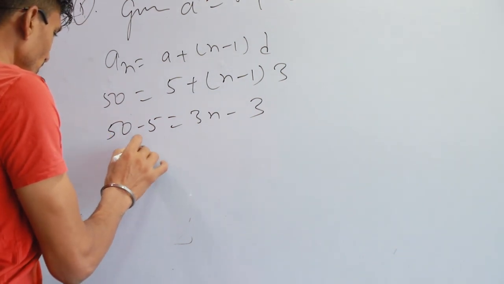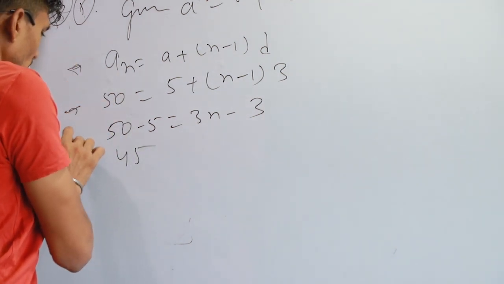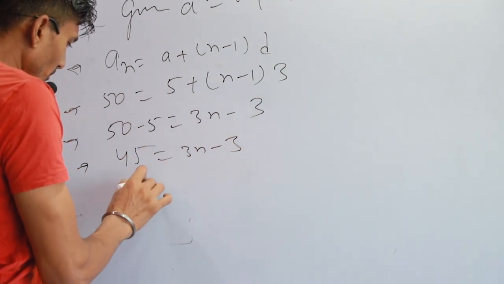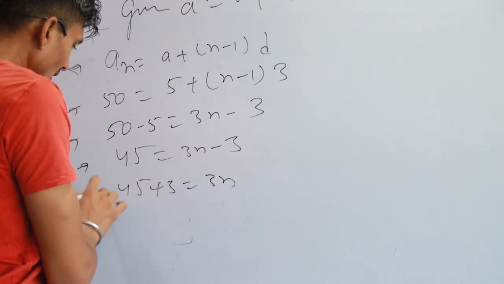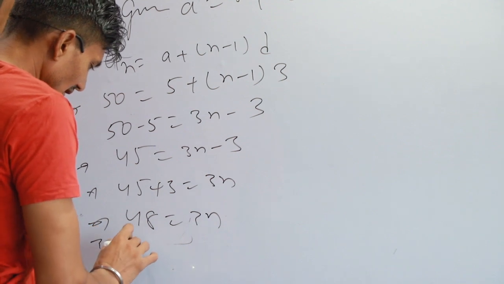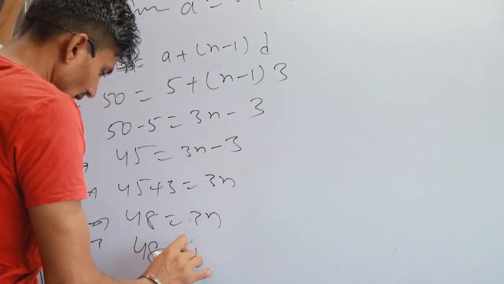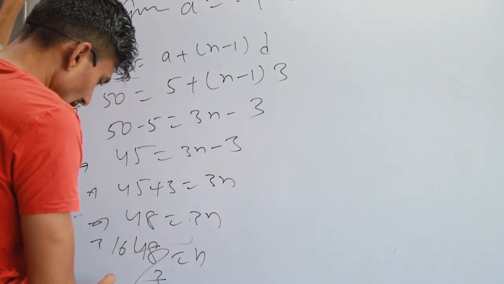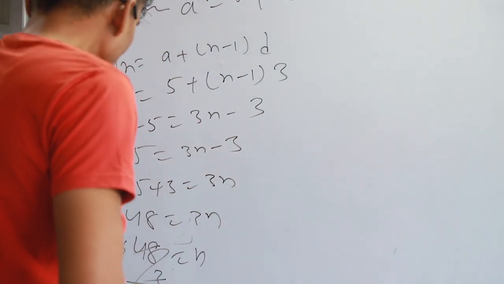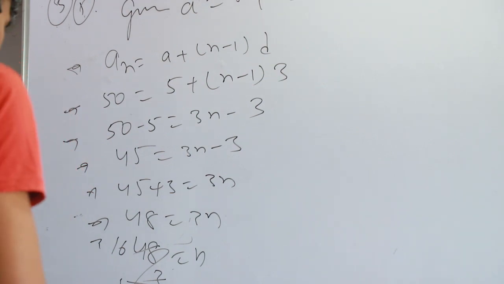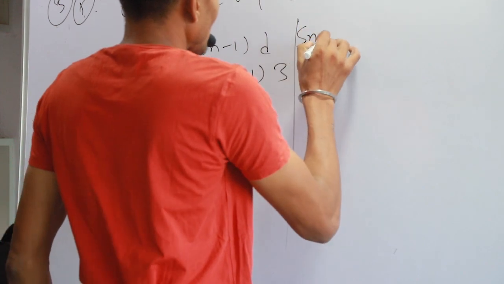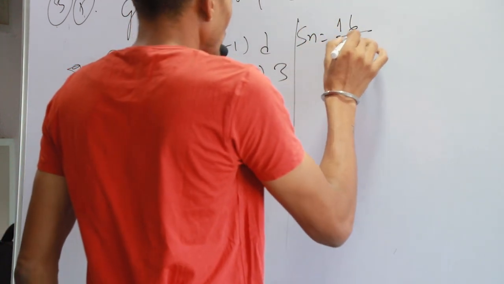Here 45, implies, every place we have to put the implies. 45 equal to 3n minus 3. Here 45 plus 3 equal to 3n. Here 48 is equal to 3n. Here 48 upon 3 equal to n. That means 16. What is the value of n? That is 16.